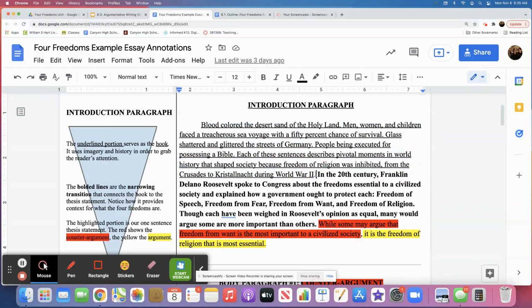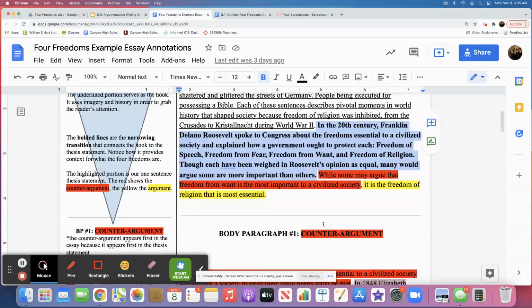This is my narrowing transition. In the 20th century, Franklin Delano Roosevelt spoke to Congress about the freedoms essential to a civilized society and explained how a government ought to protect each: freedom of speech, freedom from fear, freedom from want, and freedom of religion. Though each have been weighed in Roosevelt's opinion as equal, many would argue that some are more important than others. So that's my narrowing transition. How does my hook connect to my overall point? And then I have my thesis statement. While some may argue that freedom from want is the most important to a civilized society, it is the freedom of religion that is most essential.